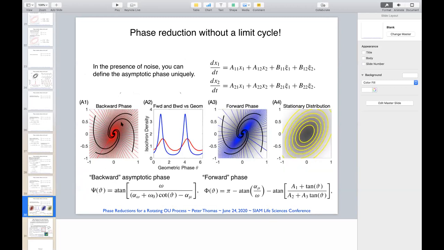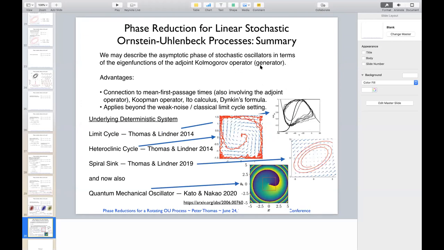And so here are some pictures. Here are the phase lines, the isochrons for a linear stochastic process, just a decaying spiral sink, but with noise forcing. And here we're plotting the density of the isochrons. The forward phase also has spokes of a wheel, but its isochrons are pitched at a somewhat different phase than in the backward phase. So this approach gives us surprisingly uniquely defined isochrons as long as there's noise. And that is the main message. So I'll end on this slide, but hopefully there's time for questions.